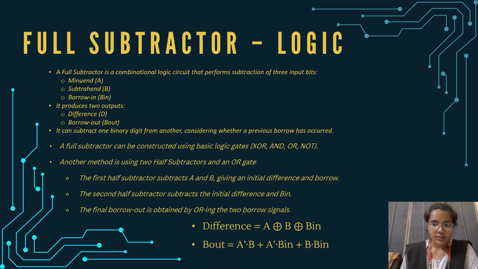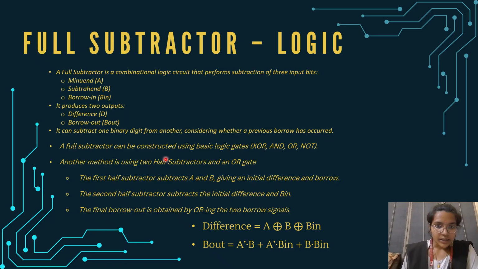Let us move on to the next topic, full subtractor logic. A full subtractor is a combinational logic circuit that performs subtraction of three input bits. Those are the minuend A, the subtrahend B, and the borrow in. It produces two outputs, difference and borrow out. It can subtract one bit from another, considering whether a previous borrow has occurred.